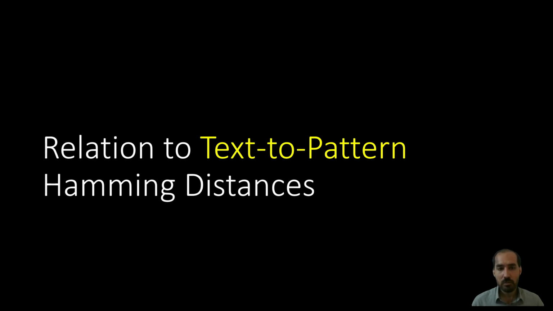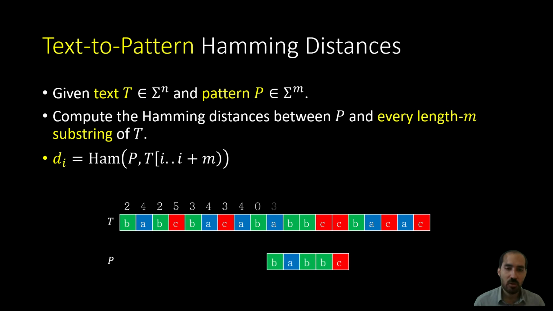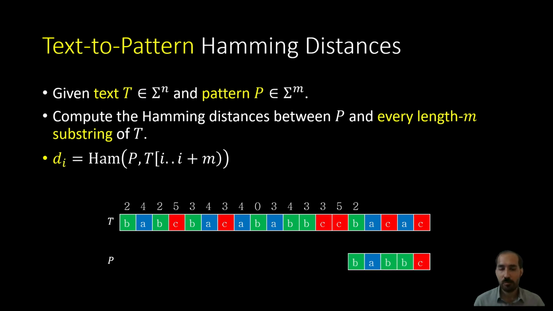Now I want to discuss a little bit the relation between our problem and the text-to-pattern Hamming distances problem. In the text-to-pattern Hamming distances problem, we are given a text t of length n and a pattern p of length m, and the goal is to compute the Hamming distance between the pattern and every substring of the text of the same length as the pattern, length m. For example, here the Hamming distance between the pattern and the first substring of the text of length m is 2, the Hamming distance between the pattern and the second substring of the text is 4, and so on and so forth. The goal is to compute the Hamming distances for all the substrings of the text.